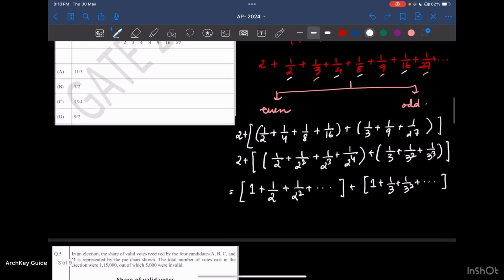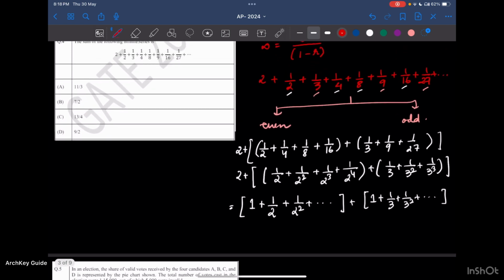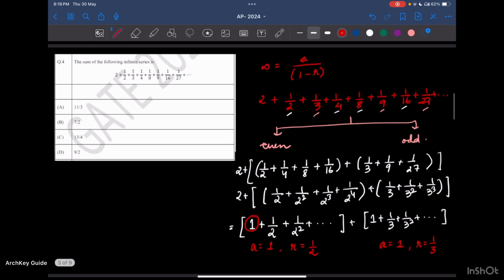Now you see the pattern. We have A and R. We can see R is what? 1 by 2, right? In this case, A is 1, R is 1 by 2. And in this case, A is again 1 and R is 1 by 3. So now we can use this particular formula.